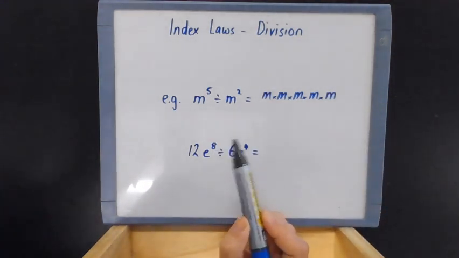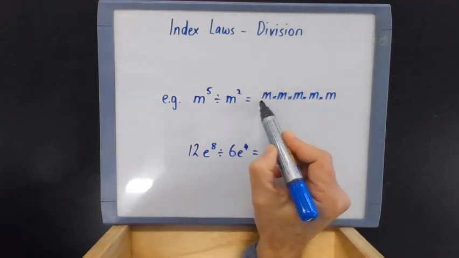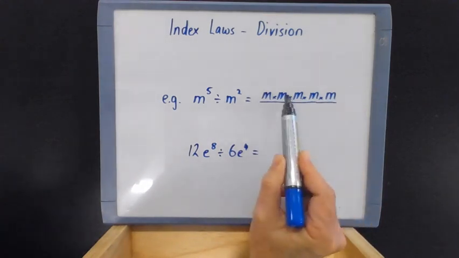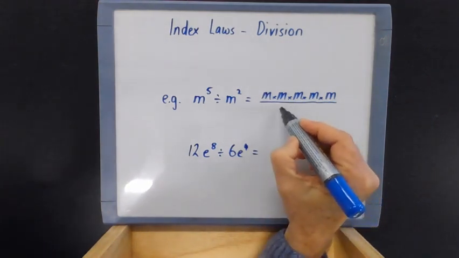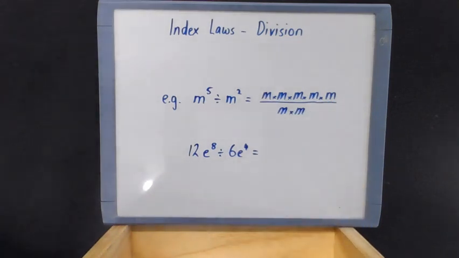This time we are dividing, so we're not putting a times over at the side here. We are turning it into a fraction. So we've got m to the 5 on top divided by m squared. M squared is m times m.